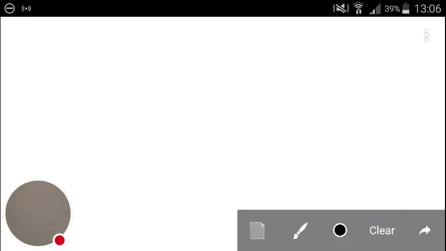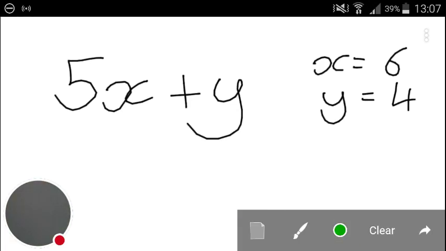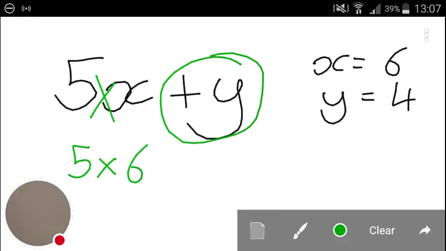So in this one, let's have a look with two variables. So I've got 5x plus y when x is equal to 6 and y is equal to 4. So here, you'll notice that I've got my 5x, 5 and x are next to each other. That means 5 times x. So I've got 5 times 6. And I've got my plus y here to tag on at the end. So plus 4.